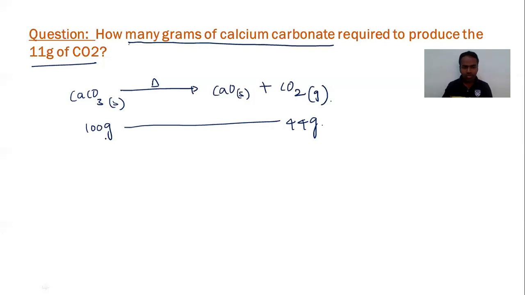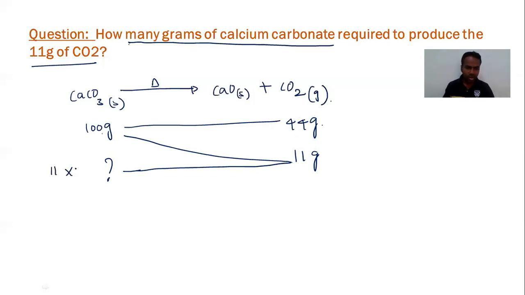See here, 100 grams of CaCO3 can produce 44 grams of CO2. Then for 11 grams of CO2, in order to produce 11 grams of CO2, how many grams of CaCO3 is required? So this is the question. This is like cross multiplication. So these two are multiplied and this one is divided. So 11 into 100 by 44. This is nearly equal to 25 grams. So 25 grams of CaCO3 is sufficient to produce 11 grams of CO2.